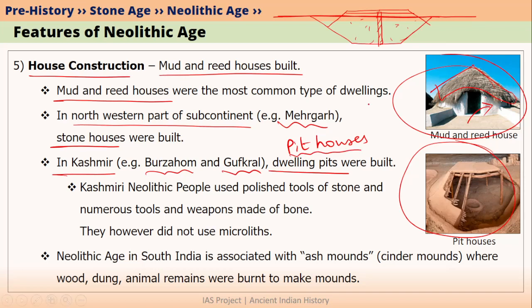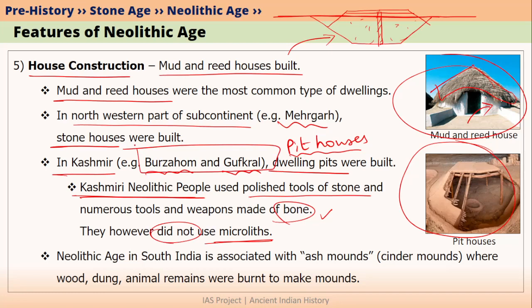One of the reasons for building pit houses and not mud and reed houses in Kashmir could be that the region is very cold. If you are living inside the ground, the warmth could be preserved. Apart from that, Kashmiri Neolithic people also used polished tools of stone, and numerous tools and weapons made of bone. So polished stone tools as well as bone tools were highly used in Kashmiri Neolithic culture. However, they did not use microliths, because we did not find any evidence of microliths from both these sites, Gufkral and Burzahom, which are Kashmiri Neolithic sites.